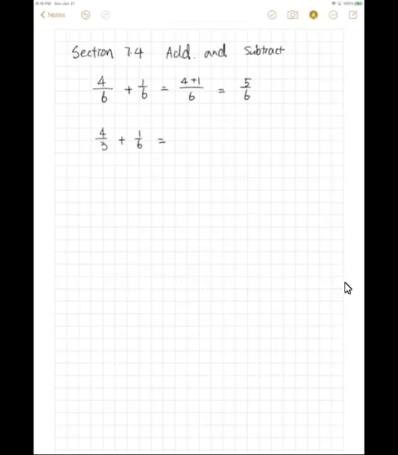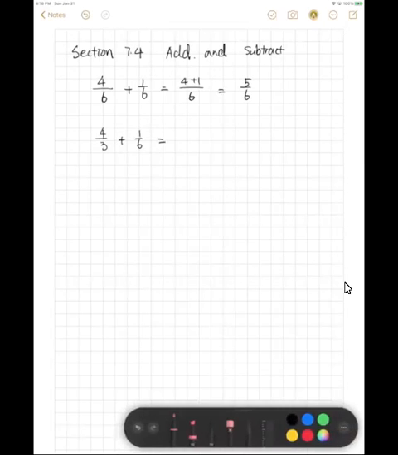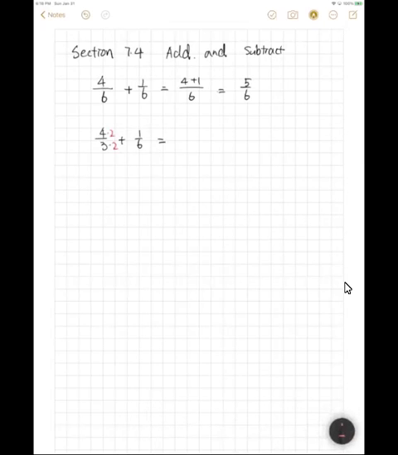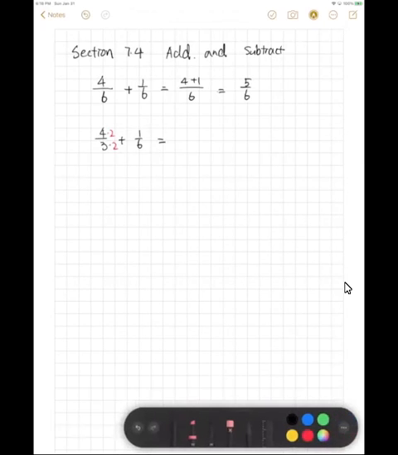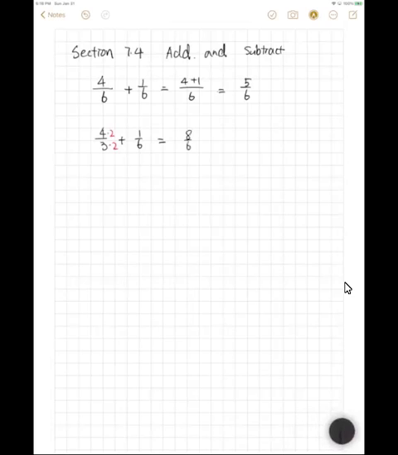The first step is you need to find the least common denominator. So in this case, it would be 6. So I want to turn 4/3 into what? I need to times 2 for the top and bottom. I'll have 8/6 plus 1/6, which is 9/6.